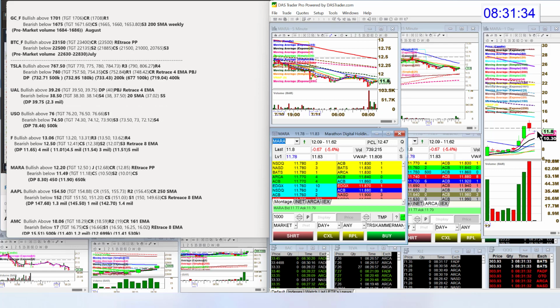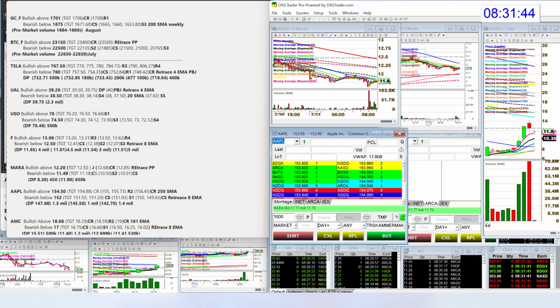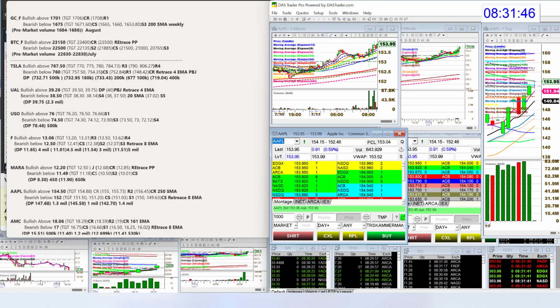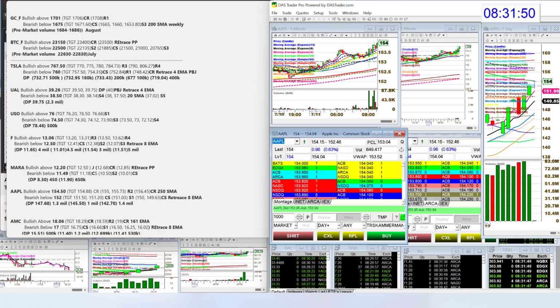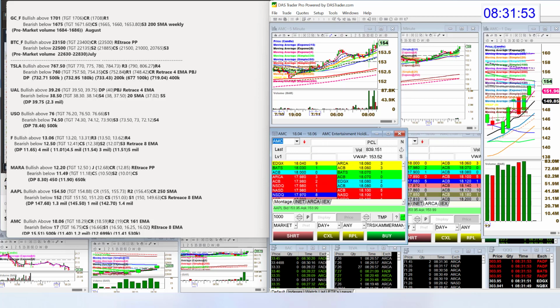It might be a little bit tight, kind of an inside day. But I was looking for a possible retrace today. We'll see. Apple, bullish above 154.50. And Apple's starting to move up right now. Bear below 152. All right, AMC.